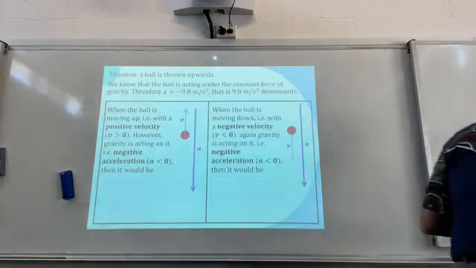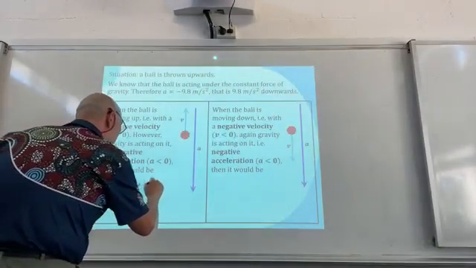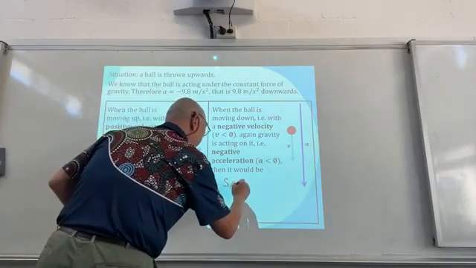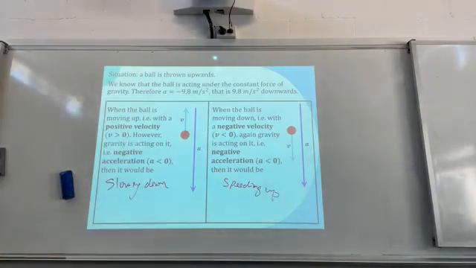So this is slowing down. This is speeding up. If the velocity is negative and the acceleration is negative, it's going faster, so that's speeding up. And eventually in physics you learn what is a terminal velocity.